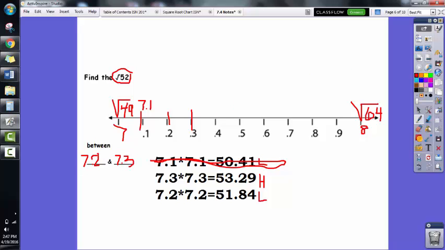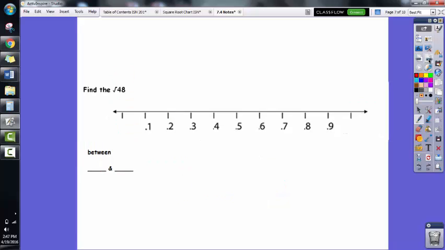Okay, what you are going to do now is go ahead and try the rest of the examples on your notes sheets. Push pause. When you are all done, you can push play, and then you'll be able to check your answers and see if you got them right.